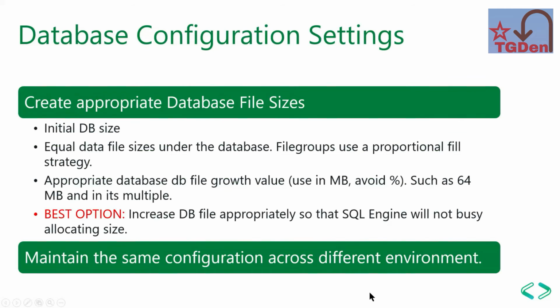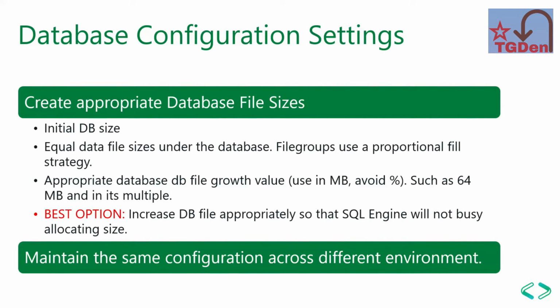Now the next point is database configuration settings. So create appropriate database file sizes, my bad. And the next point is maintain the same configuration across different environments. So what is creating appropriate database file sizes? Let's say in any application, you know that your database can grow, let's say up to 100 GB in a year, suppose. But you created an initial database size of 1 GB, and you have configured a database file growth, assuming you are saving the space.